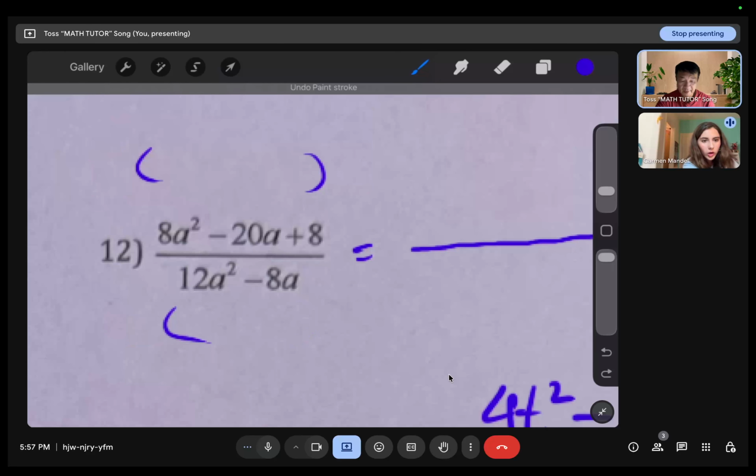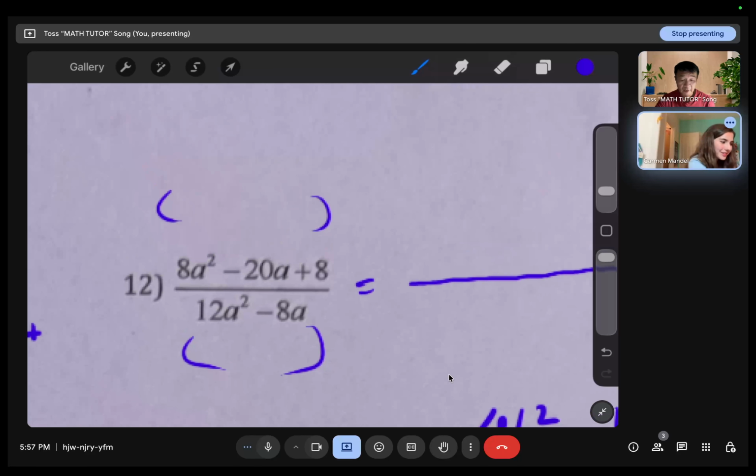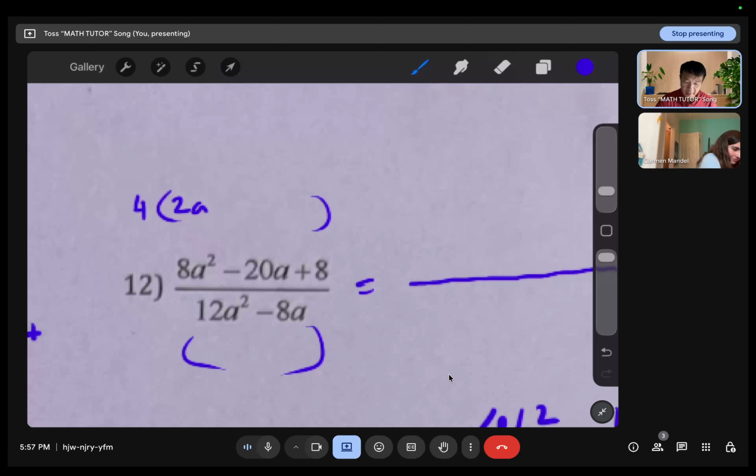2, or okay, 4. 2 is the common factor, 4 is the greatest common factor. Yeah, you want to do the greatest common factor, so 4. So it'll be 4 times 2a squared minus 5a plus 2.